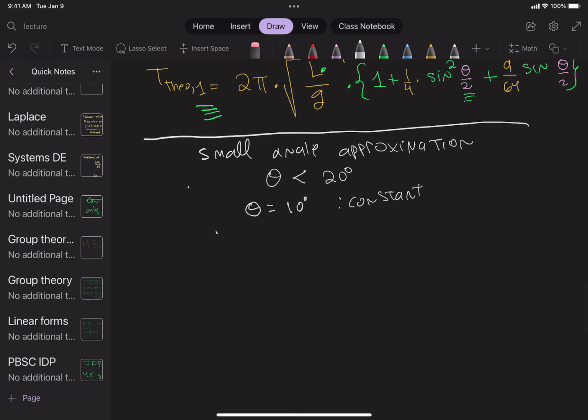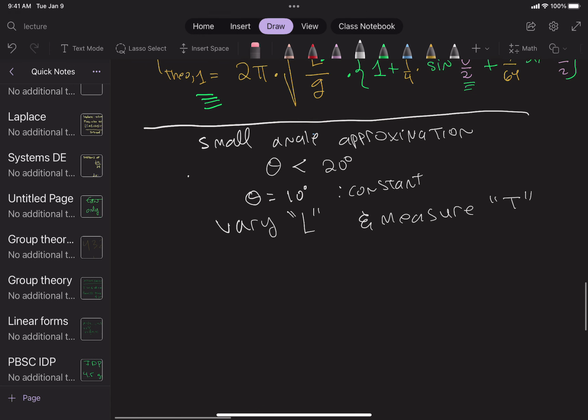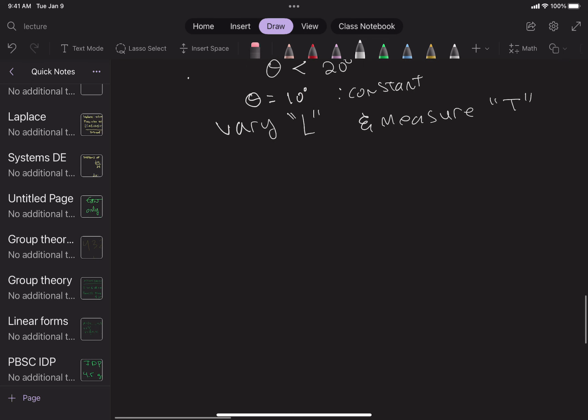And now what you're going to do is you're going to vary the length of the pendulum. And again, you're going to measure the period, or the time to vibrate. So in this case, the experiment is going to look like this. So you're going to have a support system, and now you're going to have a particular length, and you're going to swing the pendulum by 10 degrees, and again you're going to wait for it to vibrate 5 times, and measure the time for the pendulum to vibrate 5 times.